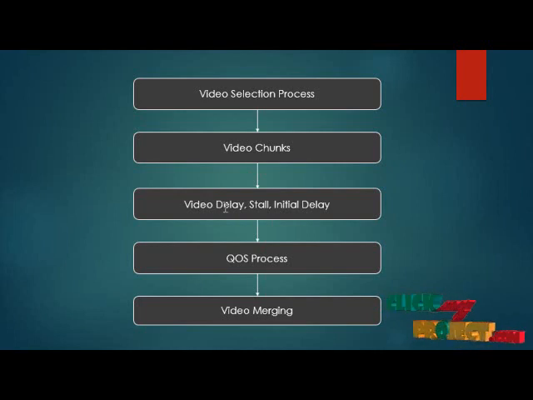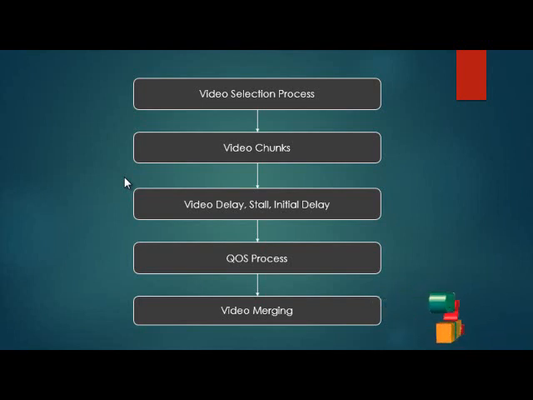The video initial delay means how much time the video takes after the splitting process is completed. The video stall means how many stalls occur in this process, so we calculate the overall stalls. Initial delay means how much delay occurs before the process can run. The splitting time is measured based upon the initial time.